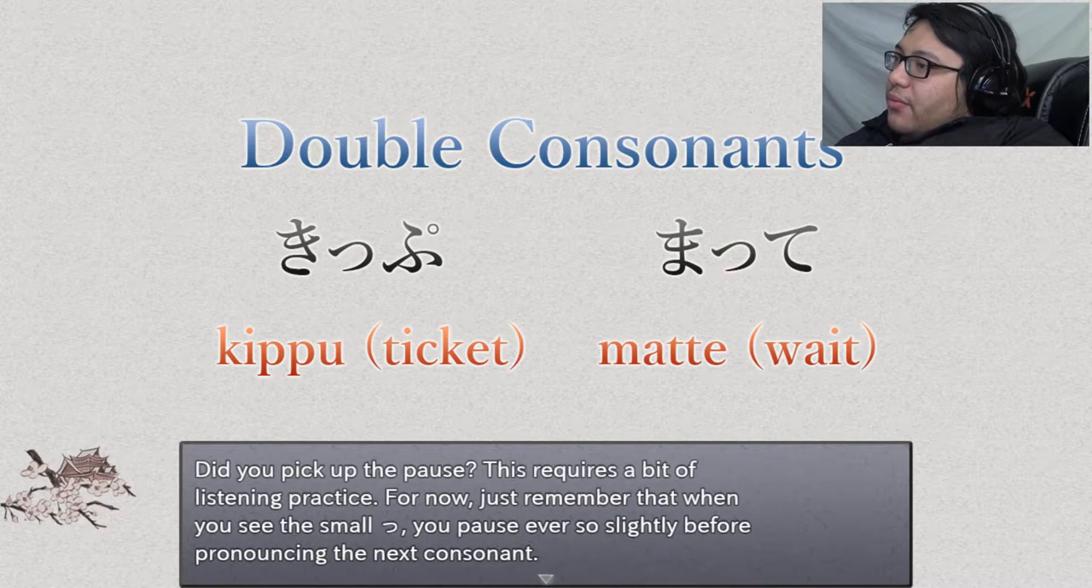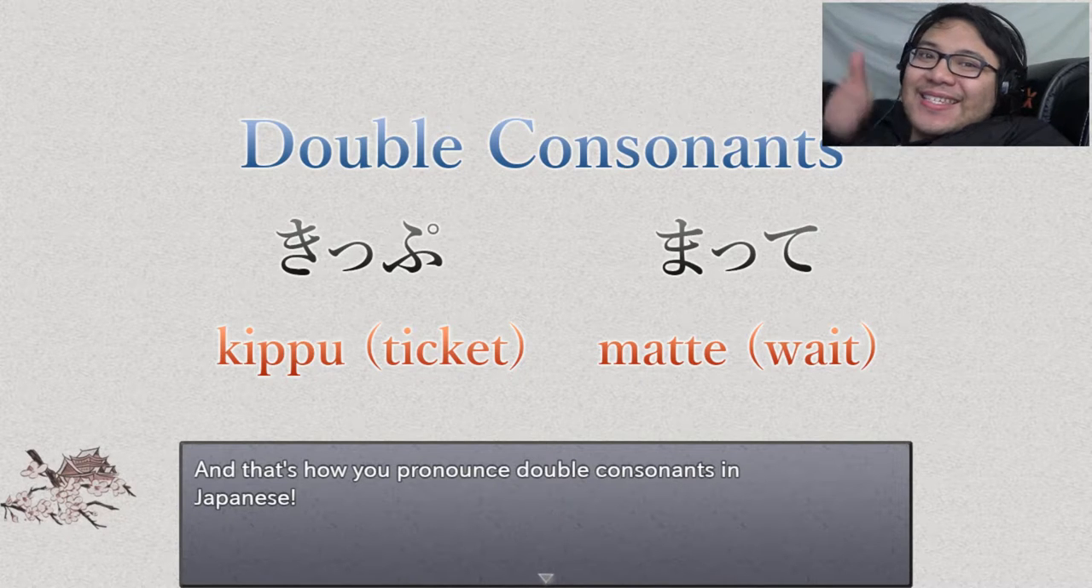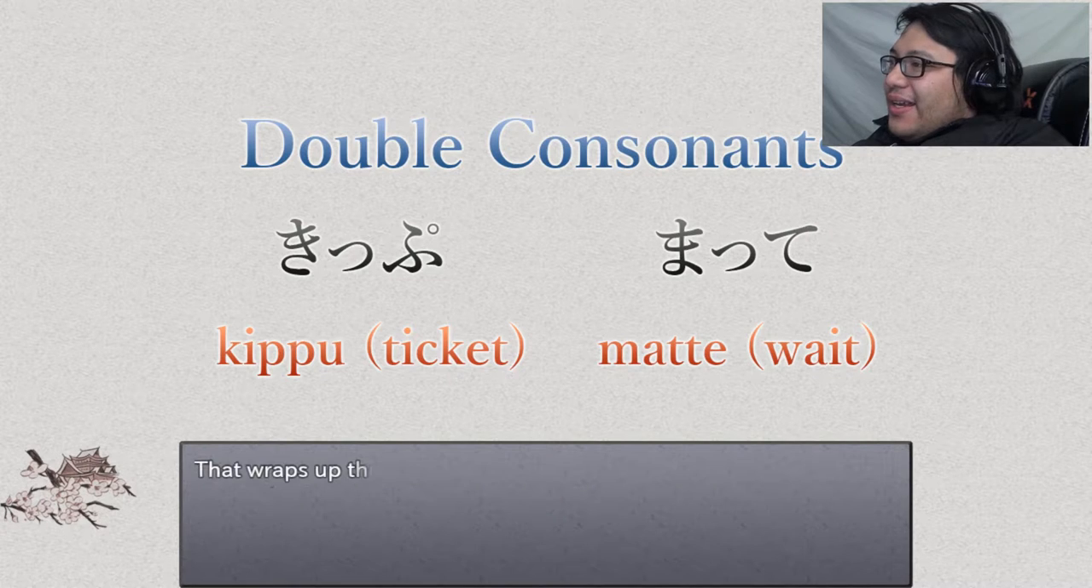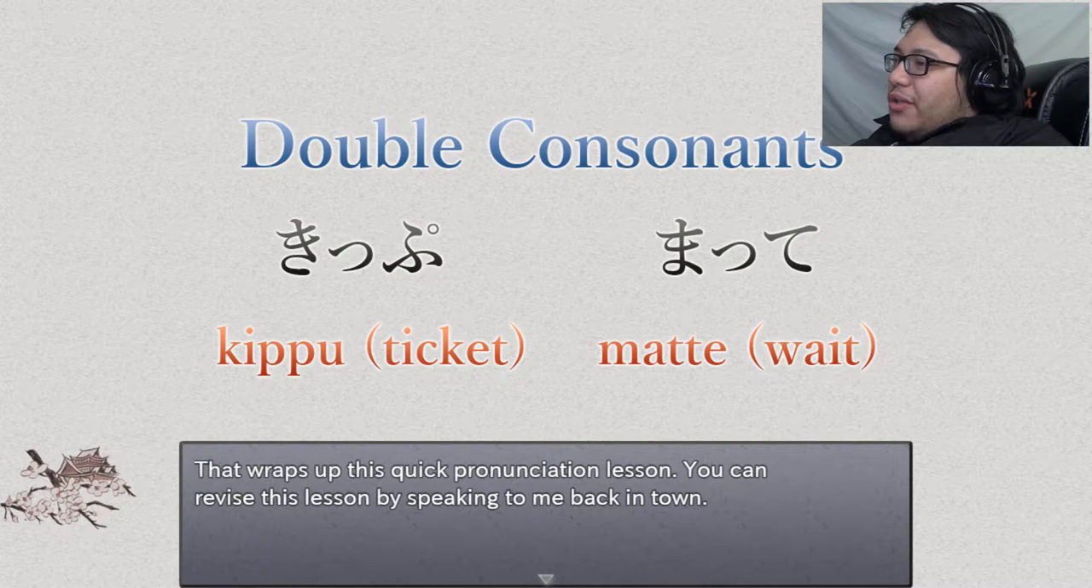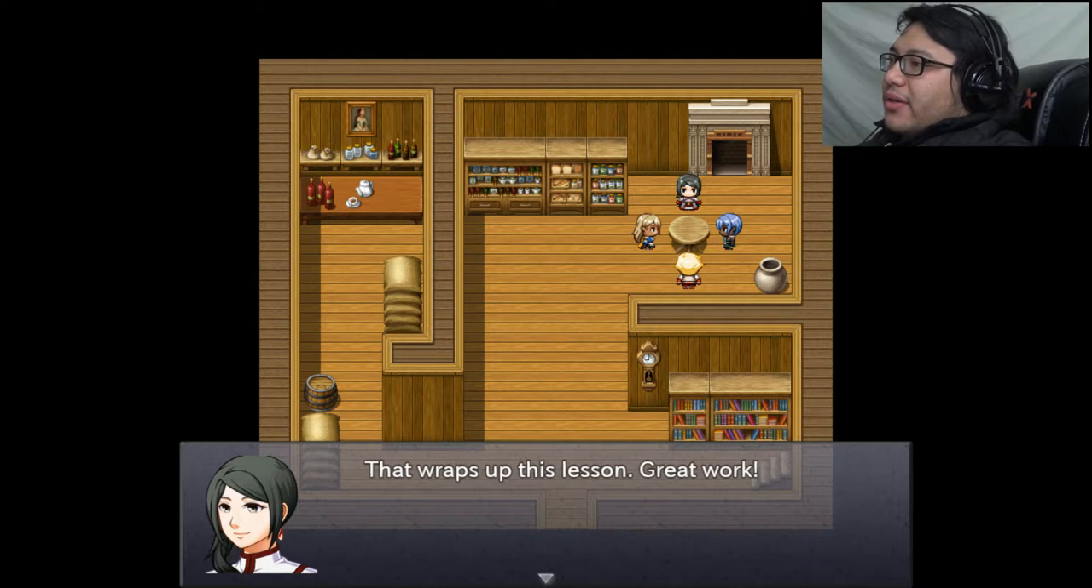This requires a bit of practice. For now, just remember that when you see a small 2, you pause ever so slightly before pronouncing the next consonant. And that's how you pronounce double consonants in Japanese. Whoever made this up is made out of sock. That wraps up this quick pronunciation lesson. You can revise this lesson by speaking to me back in town. Oh, we're done? Okay. Finally. Great work. As usual, get ready for the quiz.